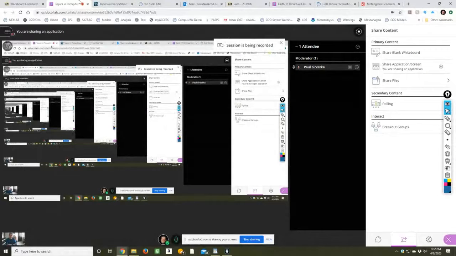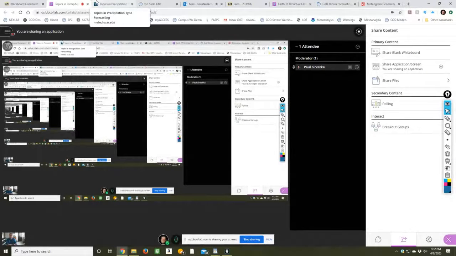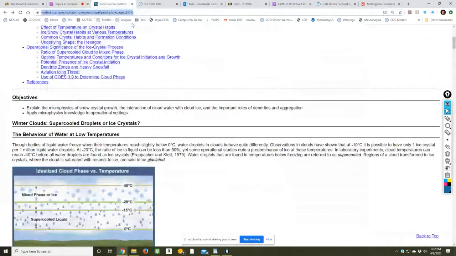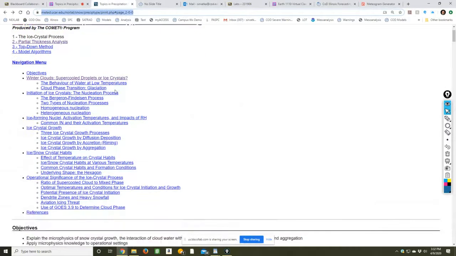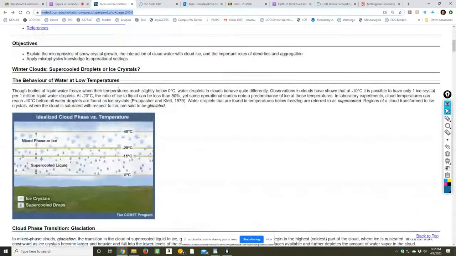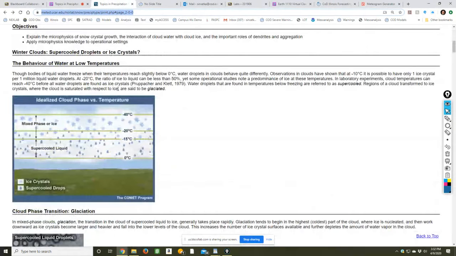Okay, guys, welcome. We're going to do topics in precipitation type forecasting. I went to the print version of this section, just kind of easier to go through, and we'll just highlight some of the important things about this.